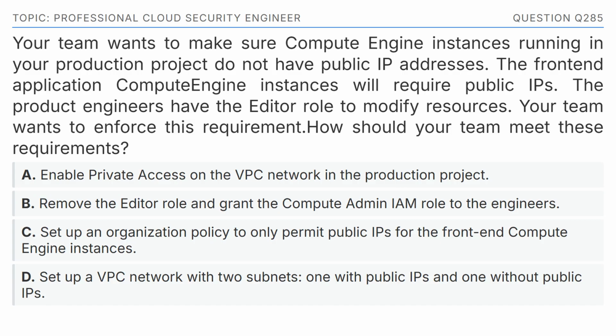The options are: Option A, enable private access on the VPC network in the production project. Option B, remove the editor role and grant the compute admin IAM role to the engineers. Option C, set up an organization policy to only permit public IPs for the front-end compute engine instances. Option D, set up a VPC network with two subnets, one with public IPs and one without public IPs.